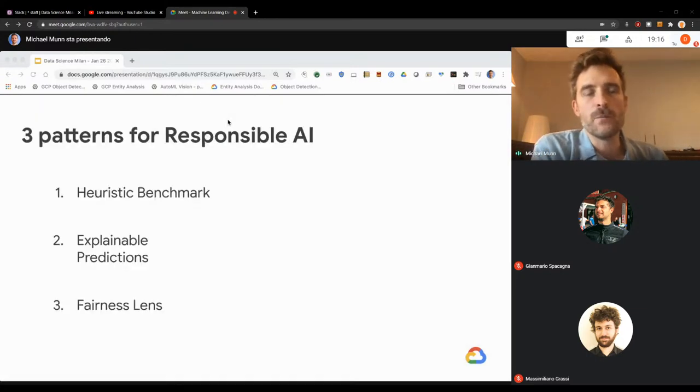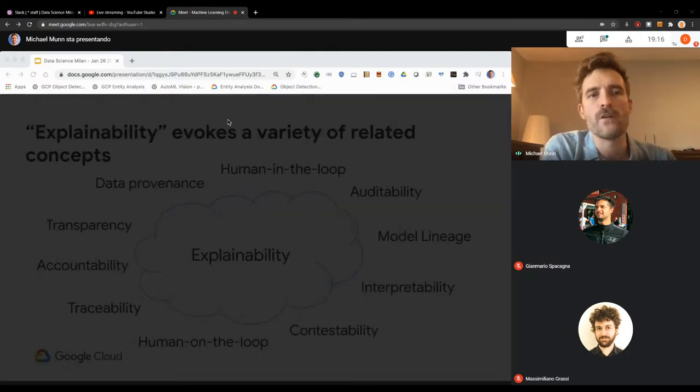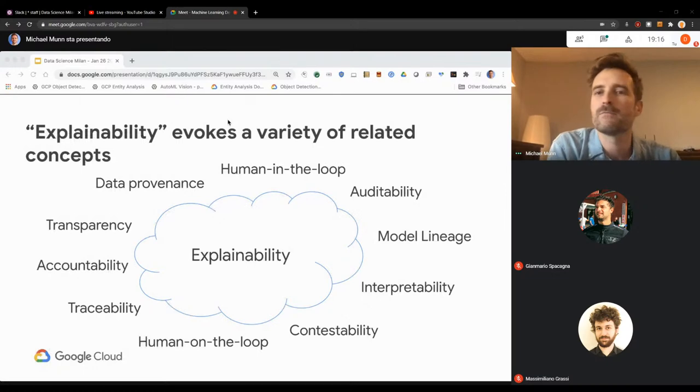So in the book, we discuss three patterns in detail. We discuss a heuristic benchmark. I won't go into much detail for that, but it's a way of being able to communicate what your model is doing to stakeholders. We talk about explainable predictions, and we talk about ML fairness, so how you apply a fairness lens to your models. For the purposes right now, I'm going to focus on just explainability.